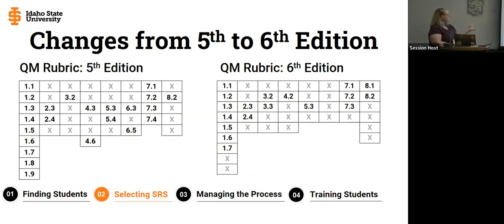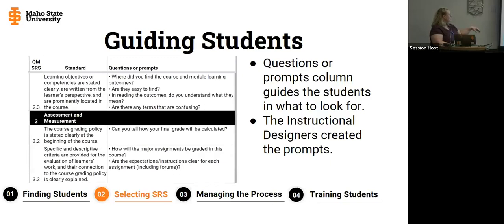Here is some guidance that you can see. So we do ask them to look at 2.3. Is it clear? Are the outcomes clear? We don't do the measurability, but did you find them? Were they easy to find? Do you understand what they say? Or is there a lot of jargon in there? Any terms that are confusing? 3.2, can you tell how your final grade is going to be calculated? We kind of summed it up in that student language to guide them.